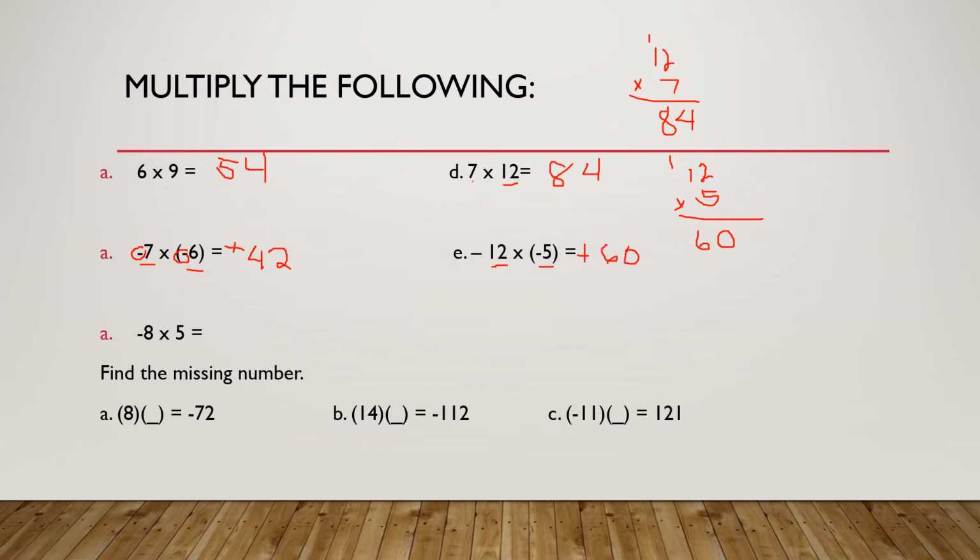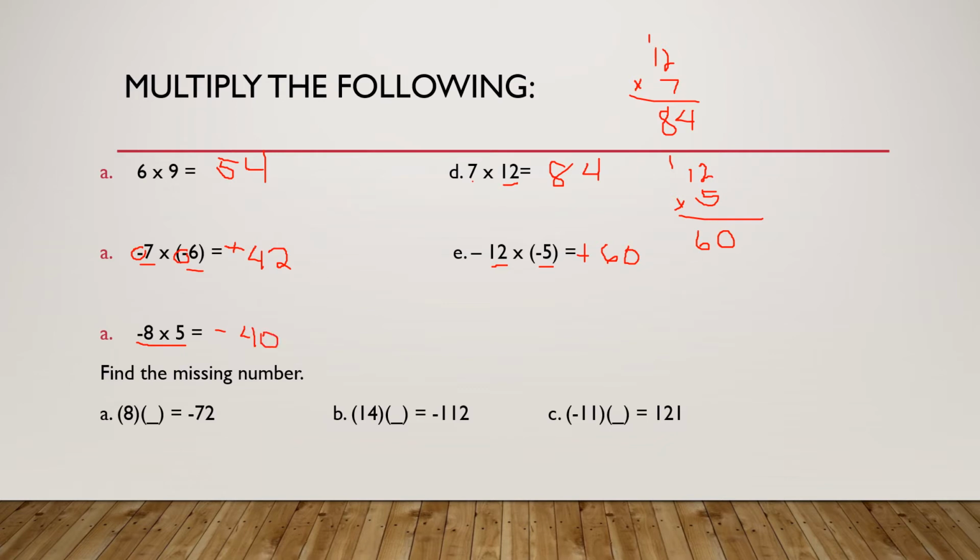Okay? So, we have here negative 8 times 5. How is that? So, we know, when we multiply two numbers with different signs, the product is negative. So, negative 8 times 5 is negative 40.